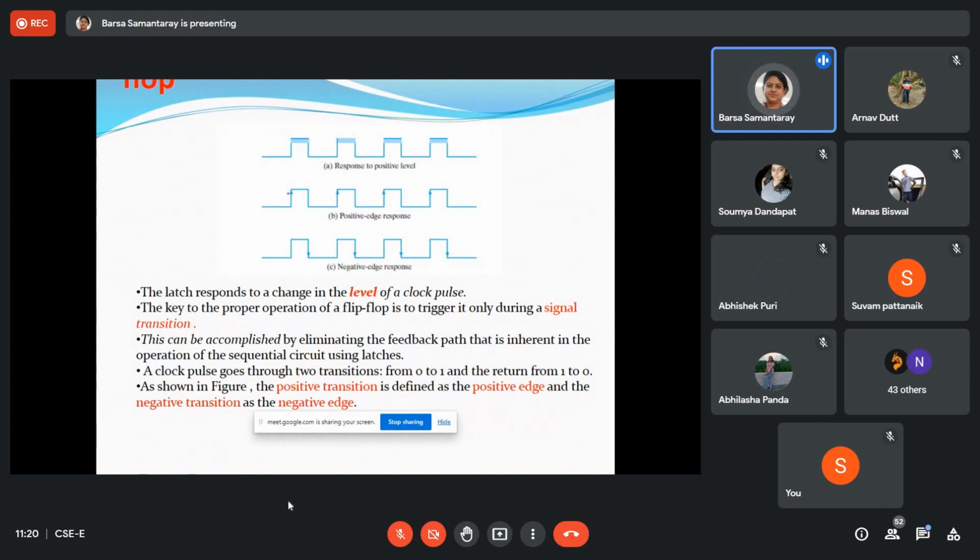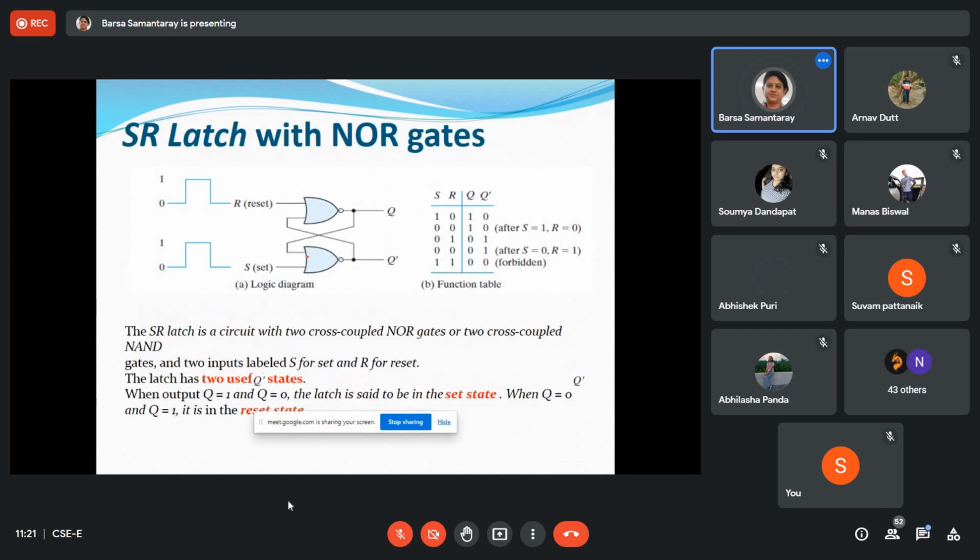During the positive edge, when the clock signal is changing from 0 to 1, the circuit will be activating. And when it goes from 1 to 0, it will not be activating. Like this, in the negative edge, from 1 to 0 it will be activating, and in other cases it will not be activating. Okay. And this is the SR latch with NOR gates.